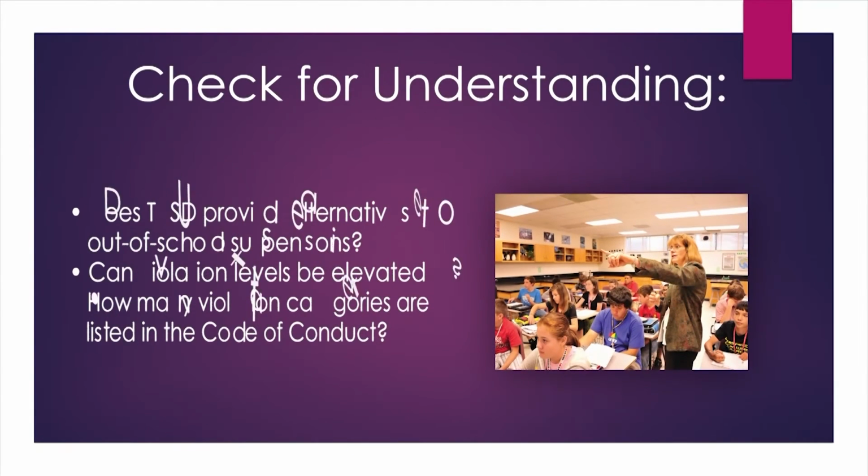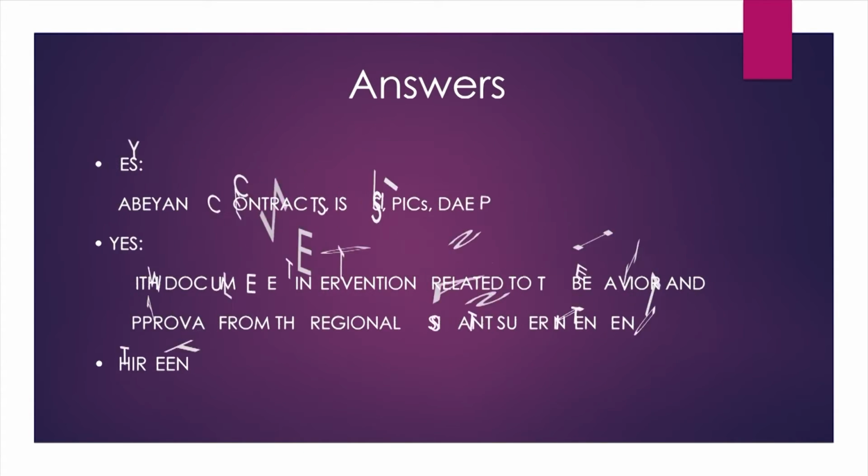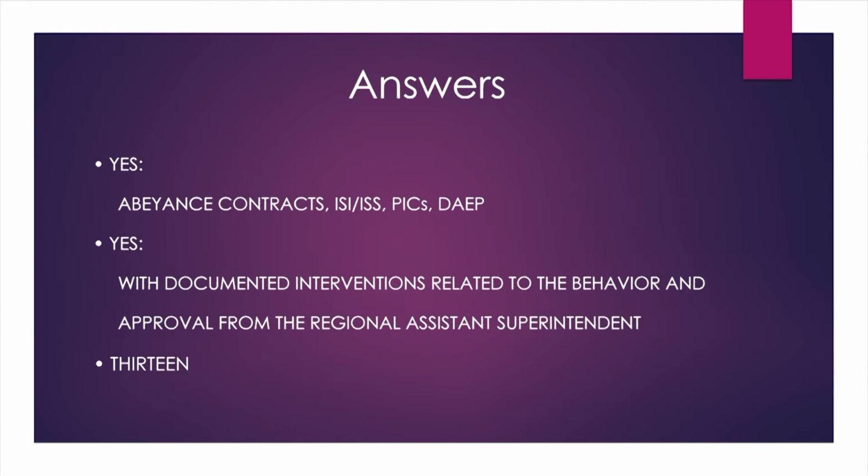Let's check for a better understanding. Does TUSD provide alternatives to out-of-school suspensions? Can violation levels be elevated? How many violation categories are listed in the Code of Conduct? TUSD does offer positive alternatives to out-of-school suspensions: abeyance contracts, in-school intervention, in-school suspension, positive intervention centers, and the District Alternative Education Program. Violation levels may be elevated with documented interventions related to the behavior and approval. There are 13 violation categories that are listed in the Code of Conduct.